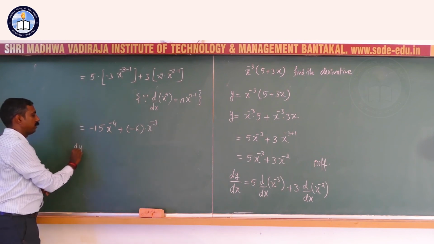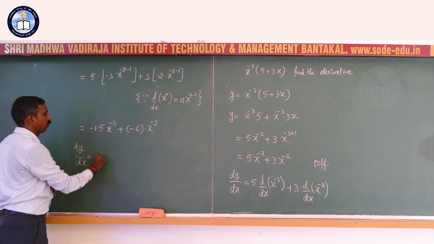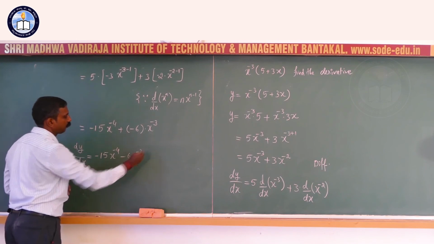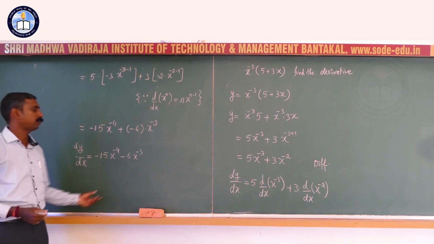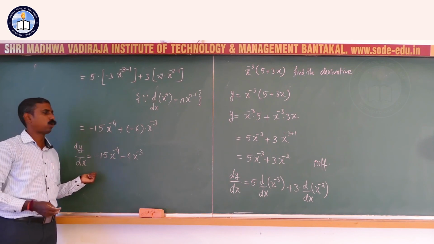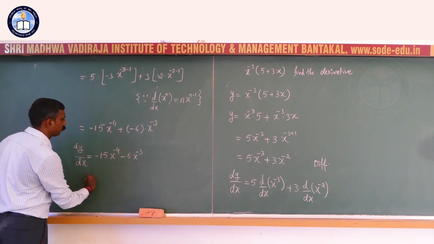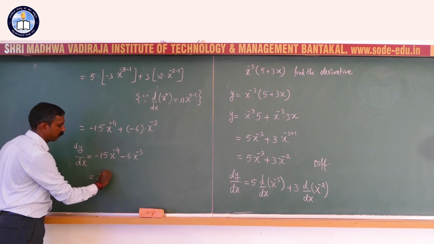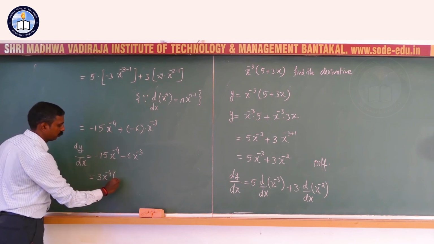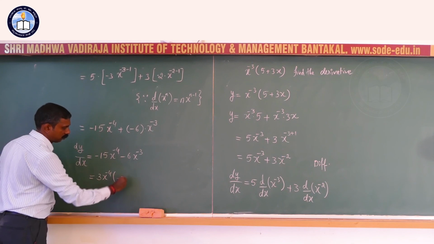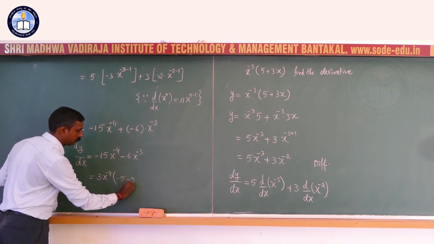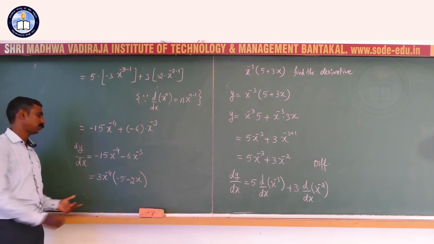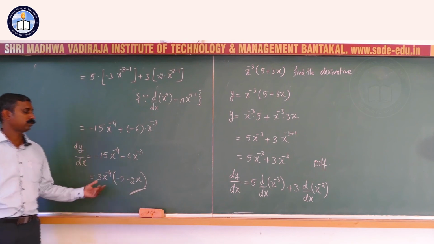So dy by dx is equal to minus 15 into x power minus 4 minus 6 into x power minus 3. If you want, you can take x power minus 4 outside. Let us take 3 outside. So 3x power minus 4 outside, that gives you minus 5 and minus 2x. So this is your derivative of the given function.